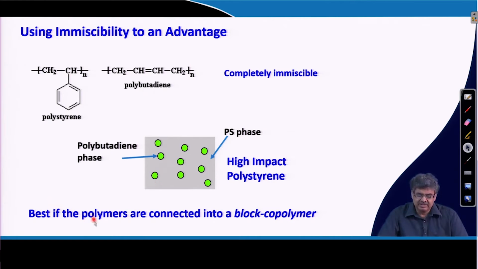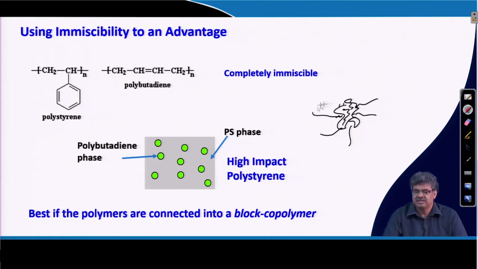It is best if the polystyrene is connected covalently with polybutadiene as a block copolymer, and that is generally done. We make a rubber core, a polybutadiene core, and there will be double bonds, and from that core polystyrene is grafted to make a core-shell type polymer, which will have high impact.